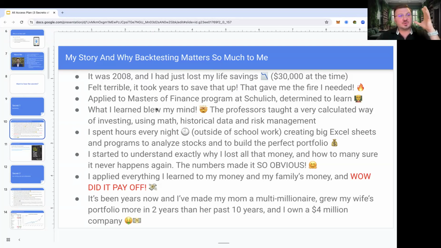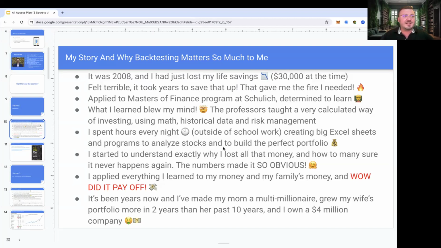What I learned at the school totally blew my mind. The professors taught us a very calculated way of investing, using math, historical data, and risk management. And I spent hours every single night outside of schoolwork creating big Excel spreadsheets and programs to analyze stocks and build the perfect portfolio.